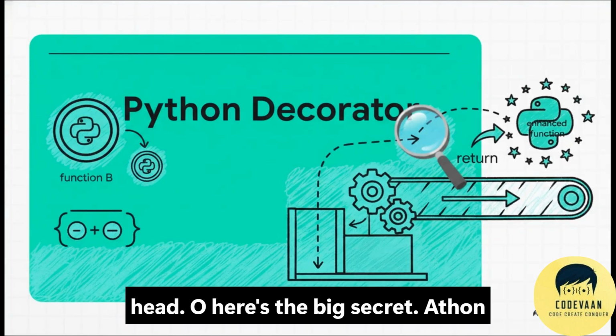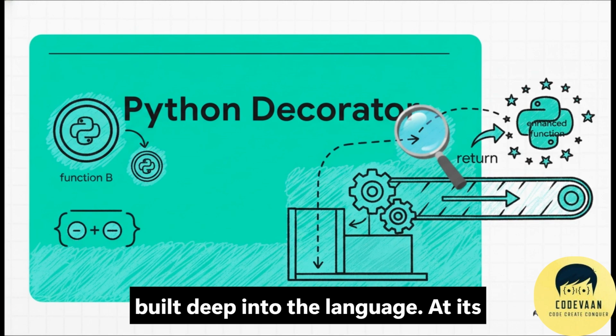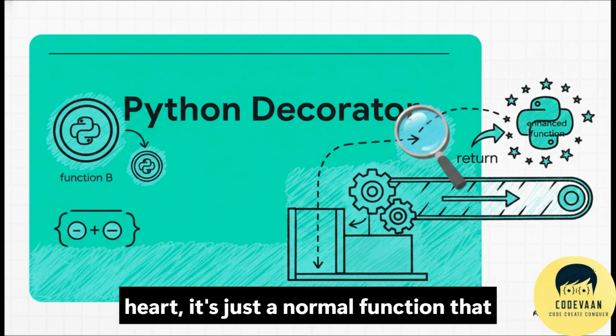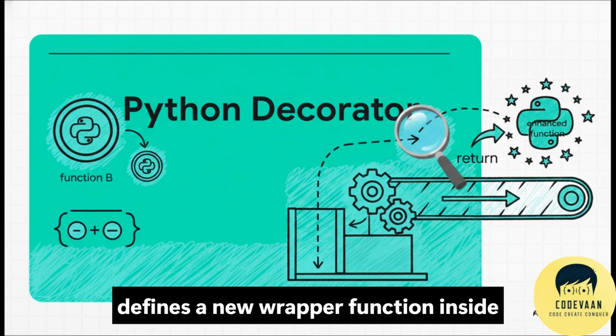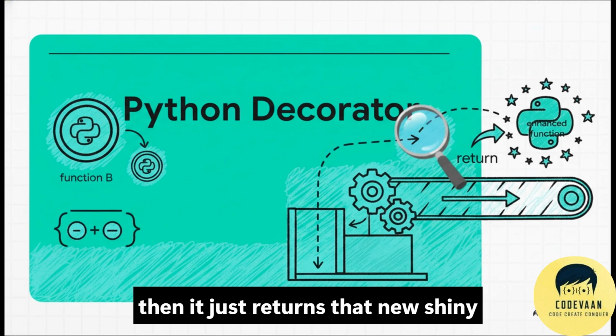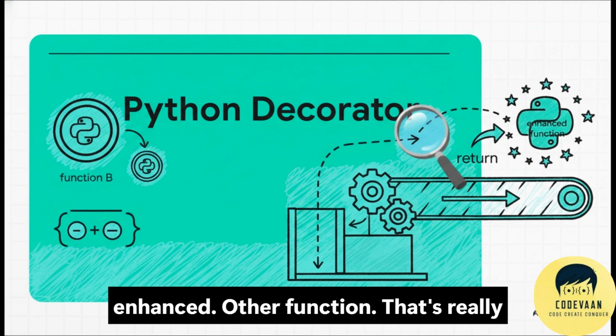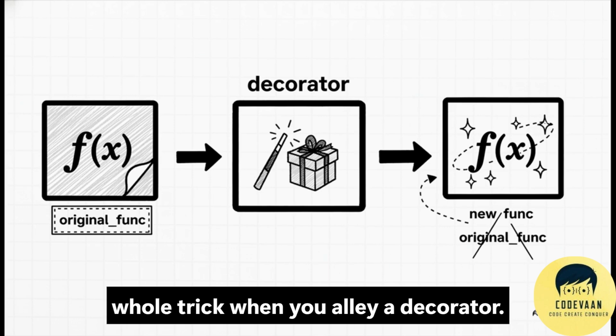So here's the big secret. A Python decorator isn't some crazy magical thing built deep into the language. At its heart, it's just a normal function that follows a pattern. It's a function that takes another function as its input, defines a new wrapper function inside itself to add the extra behavior, and then it just returns that new, shiny, enhanced wrapper function. That's really it. This line right here, this is the whole trick.